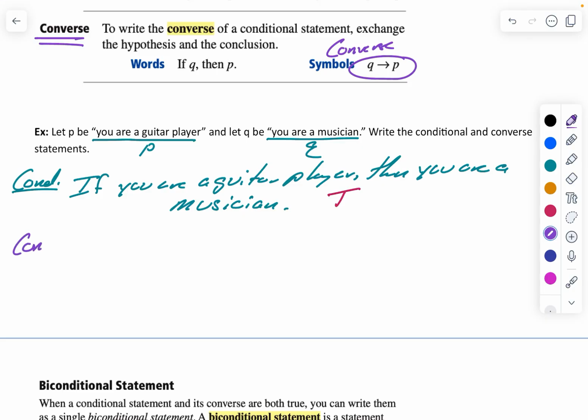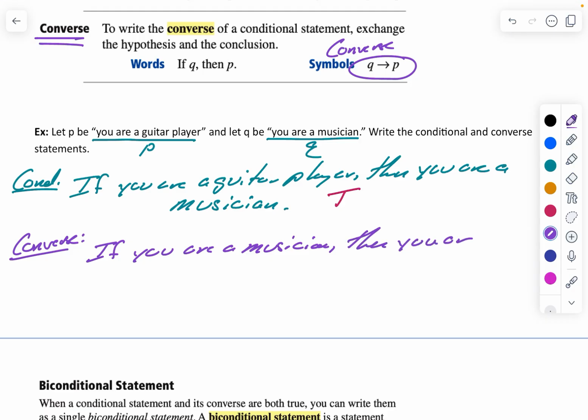Now the converse, we are going to flip that, right? So we would say if you are a musician, then you are a guitar player. Well, is that necessarily true? No. A musician could play the violin or the clarinet or the piano or play something else. So just because you're a musician doesn't mean you're a guitar player. So we call that false. And if you say something's false, you have to give an example of why it's false. We call that a counterexample.